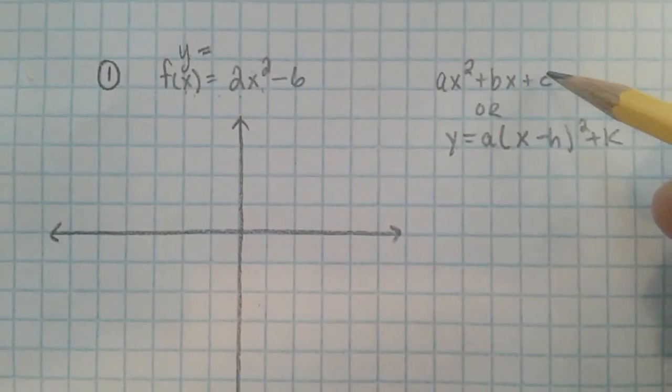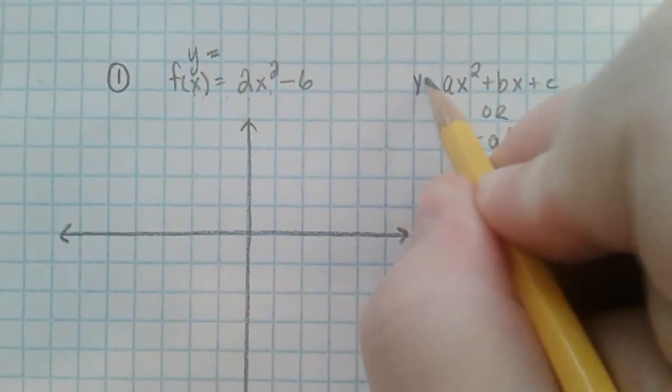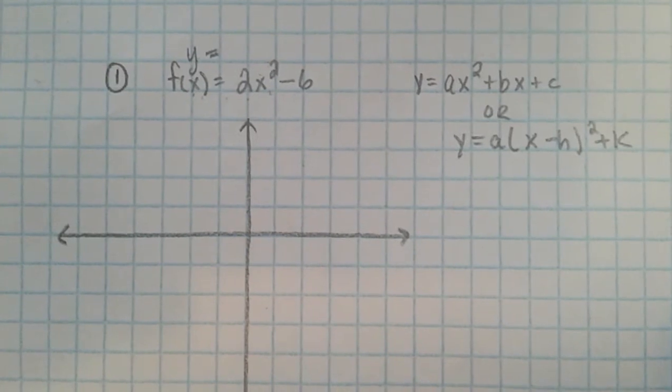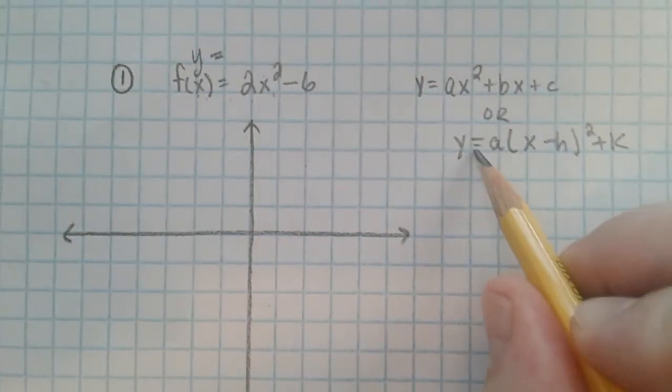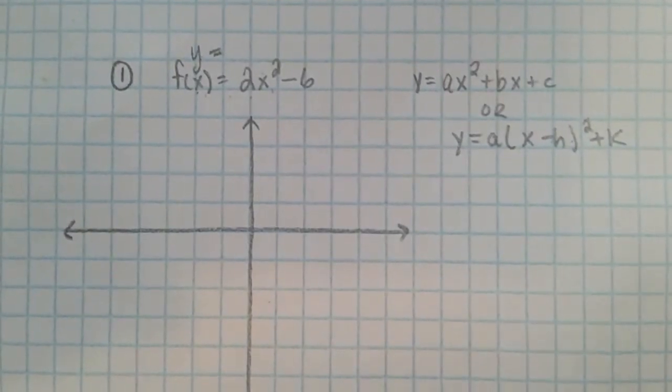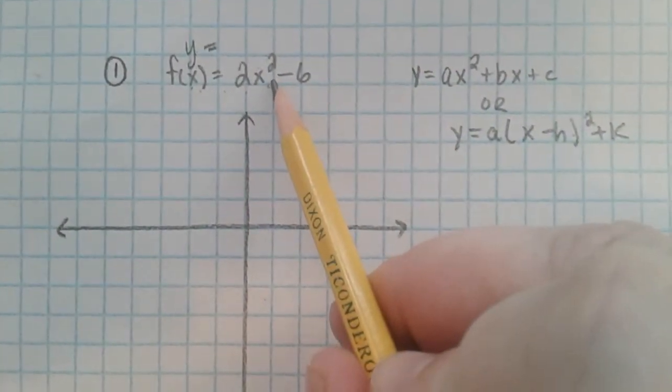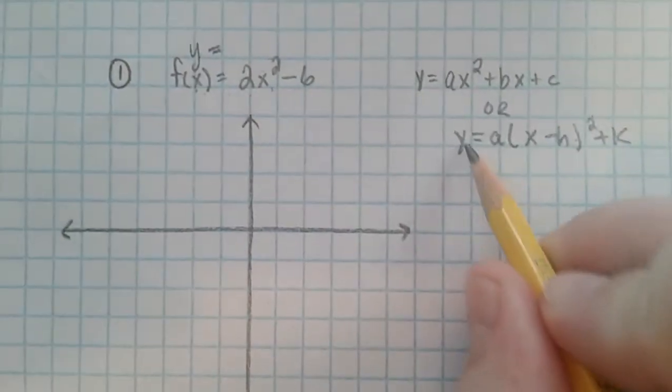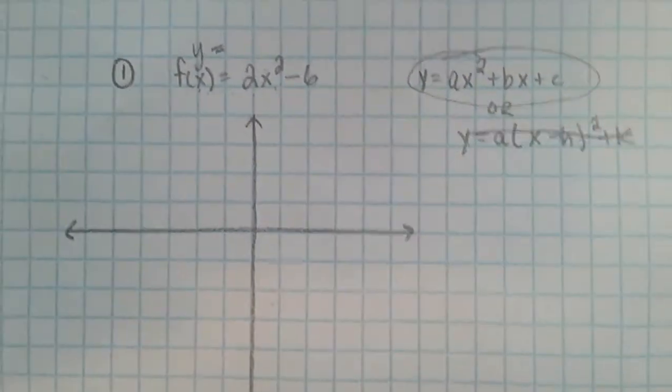First thing you need to determine is: is this our standard form, y equals ax squared plus bx plus c, or is this our vertex form, y equals a times x minus h squared plus k? The question you ask yourself is, do you see parentheses? No. Okay, it's going to be standard form.